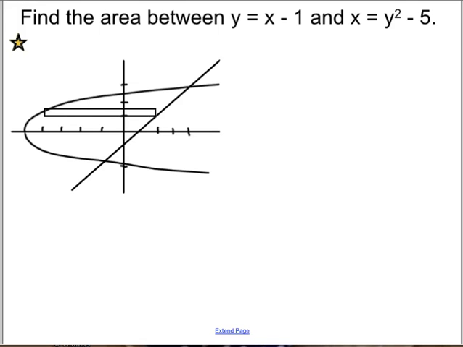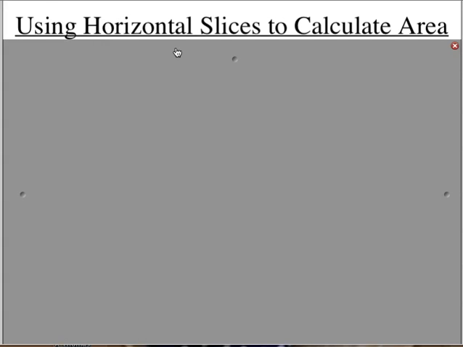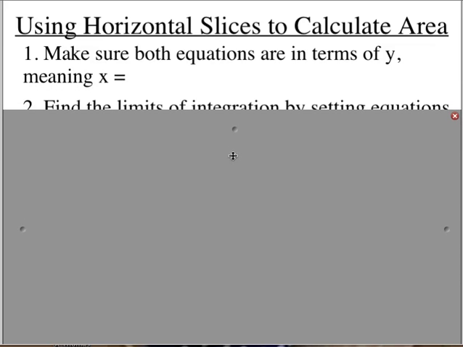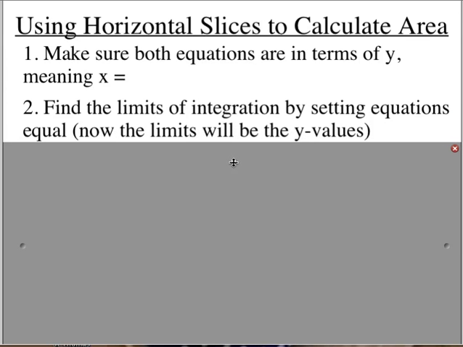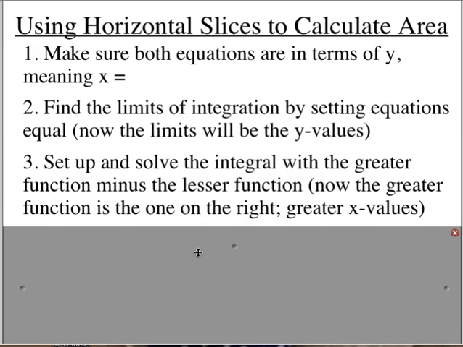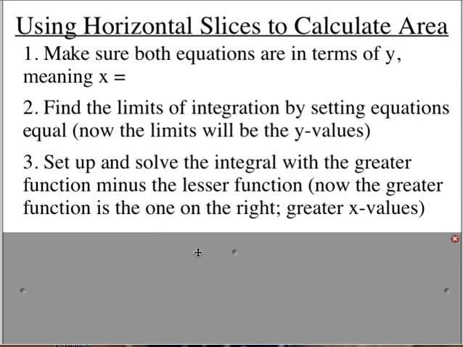So let's just write these down. So the steps for using horizontal slices to calculate area. So the first thing is that you want to make sure both equations are in terms of y, meaning your equations are x equals equations. The second thing is to find the limits of integration by setting the equations equal, but now the limits are going to be the y values of the intersection points, not the x values. And then the third step is to set up and solve the integral with the greater function minus the lesser function. But now the greater function is the one that's on the right instead of the one that's up above, because this is where greater x values occur.